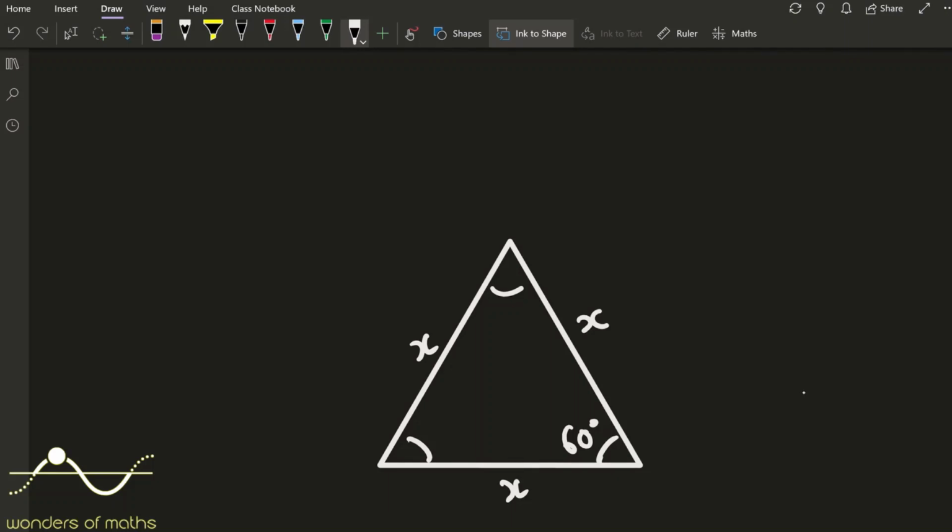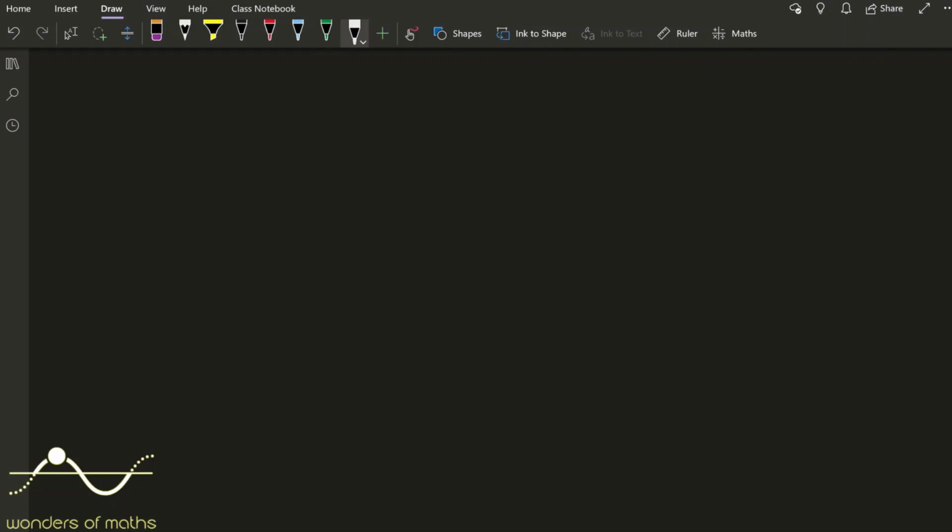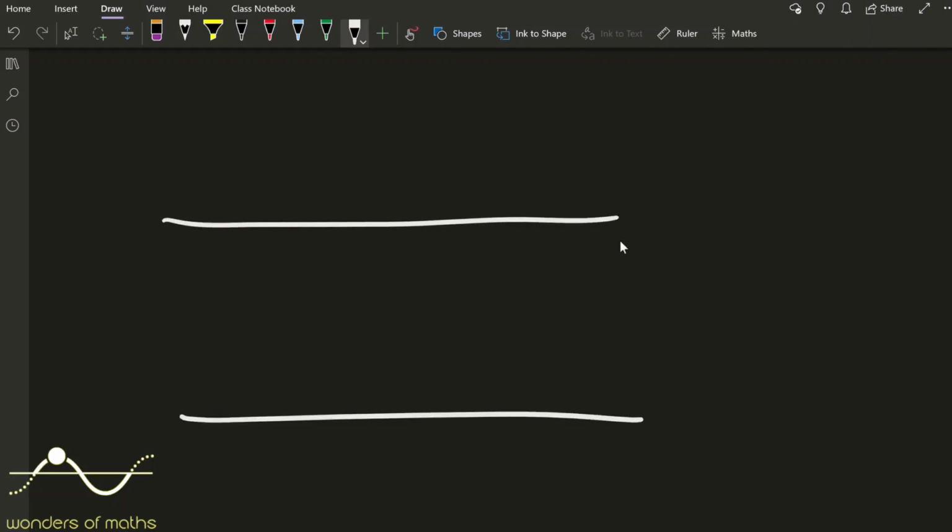So if we call this angle A, we know that 3 times A equals 180 degrees, so A equals 60 degrees. Some important rules to remember are the Z rule and angles on a straight line. For the Z rule, you need two parallel lines and a line cutting through those two parallel lines, which creates a Z shape. The two opposite angles in this Z shape are the same, and I will show you why.